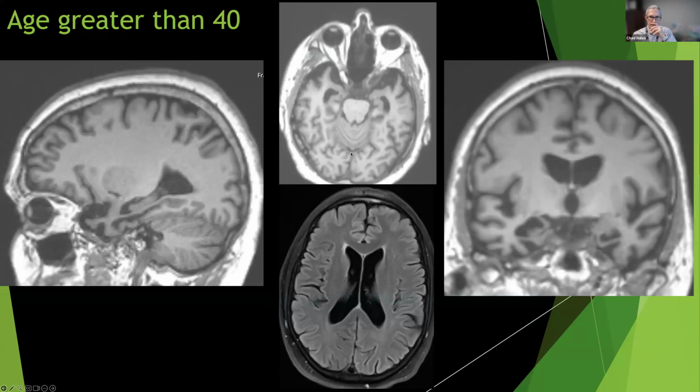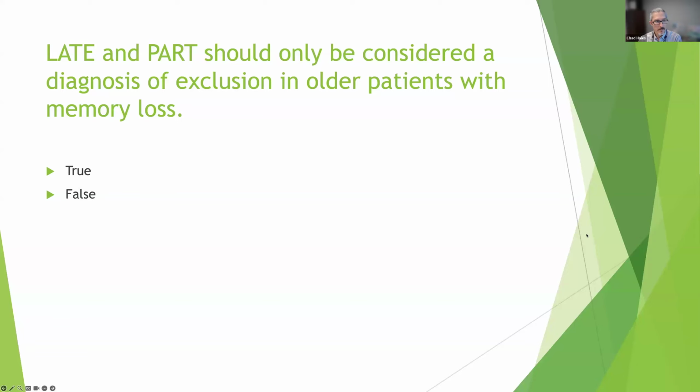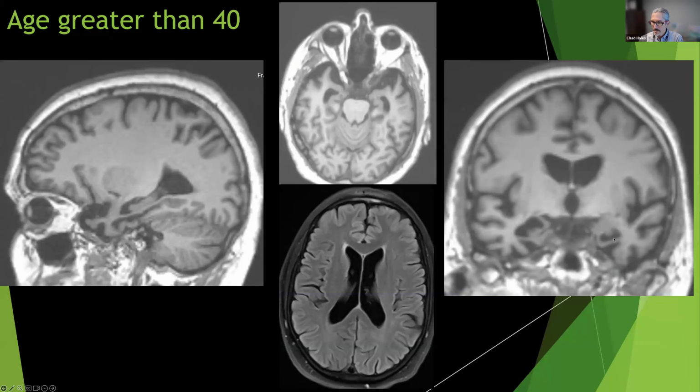Next condition. Age greater than 40 is typically what we see for this one. Again, a person with memory loss. In this case, I'm showing you a couple of MRIs. We'll focus on the right image first, which shows one of the things we're looking at, hippocampal atrophy, a little bit of entorhinal cortex atrophy, and a lot of entorhinal cortex atrophy on this side here. And you can see a little bit of anterior temporal lobe atrophy as well.